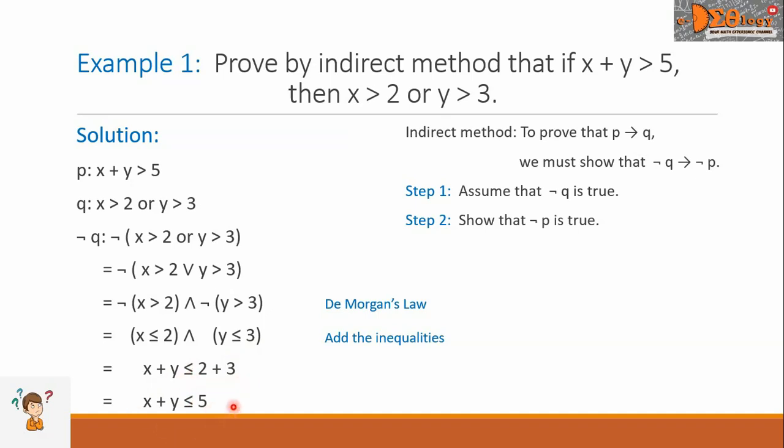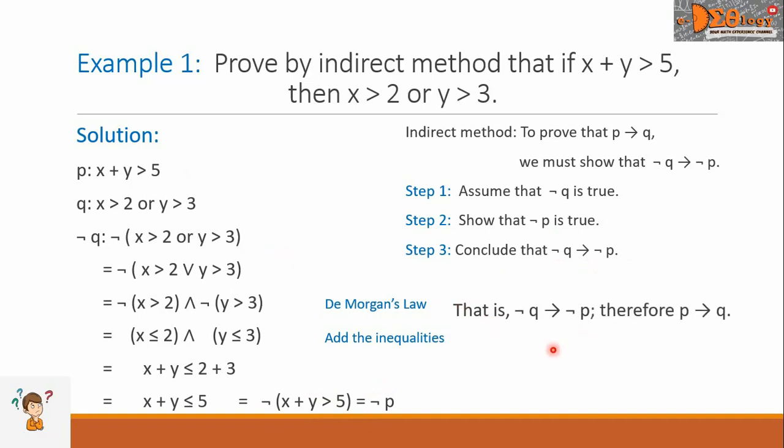This expression here can be written as the negation of the expression x plus y is greater than 5. And this proposition, in fact, is not P. So we are able to show that not P is true. Step 3, we conclude now that not Q implies not P. Since we are able to show that not Q implies not P, therefore P implies Q. This is the final answer.